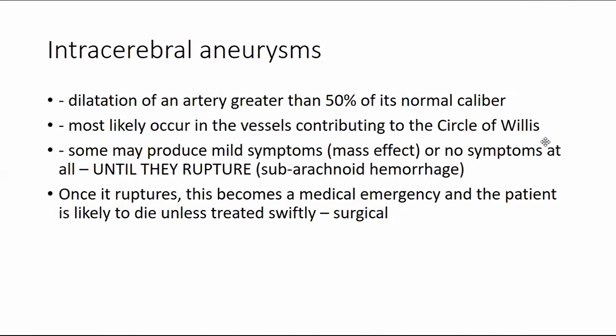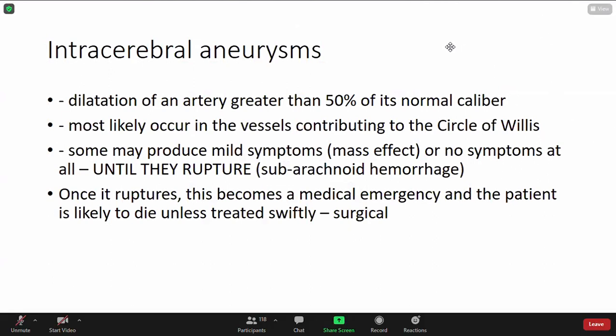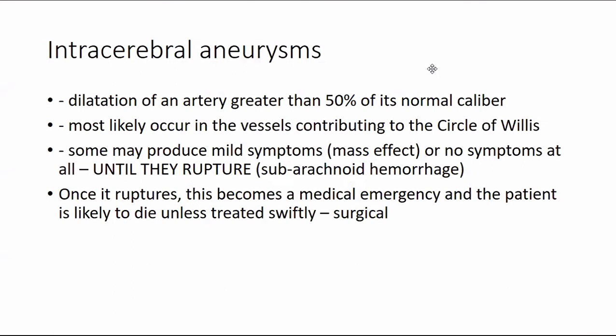So next, the most common pathology in the cerebral arteries is the intracerebral aneurysm, which is a dilatation of an artery greater than 50% of its normal caliber. This most likely occurs in the vessels contributing to the circle of Willis. This mostly happens in patients who are hypertensive. Hypertension causes weakening of the vessels around or contributing to the circle of Willis, coupled with formation of atheroma in this area, and these vessels become larger.